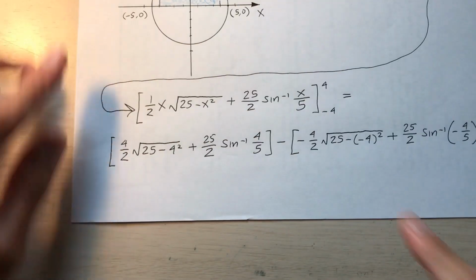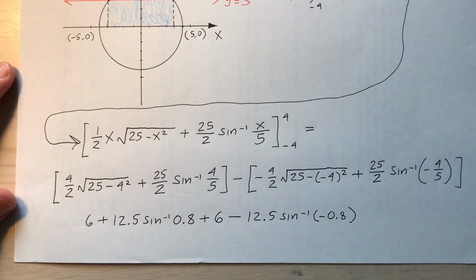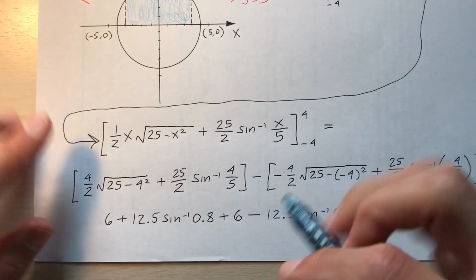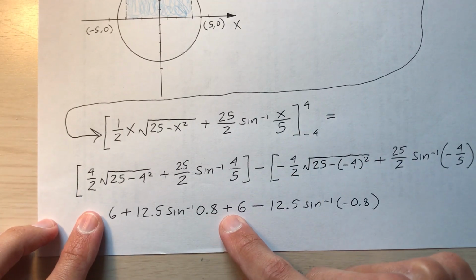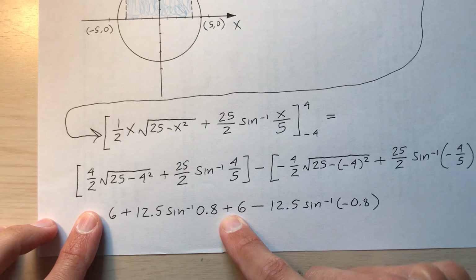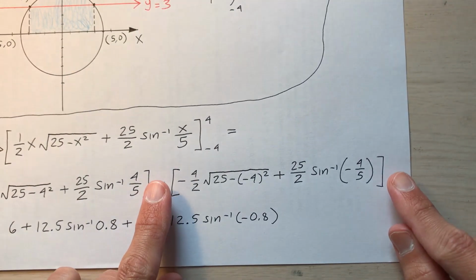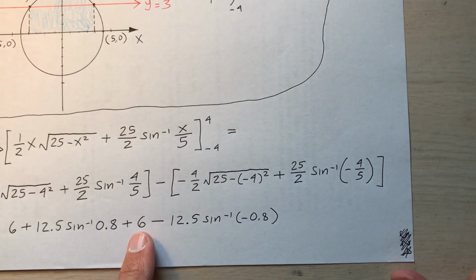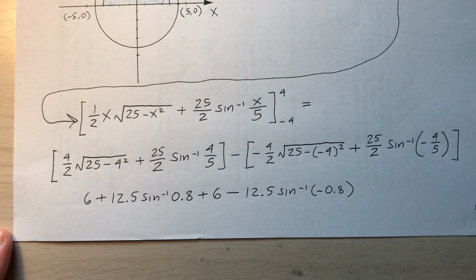So now I will evaluate the first set of brackets and the second set of brackets. Okay, so the first set of brackets becomes 6 plus 12.5 inverse sine of 0.8. Be careful, this is in radians. The second set of brackets, I've got 6 minus 12.5 inverse sine of negative 0.8. So now take it one step further.